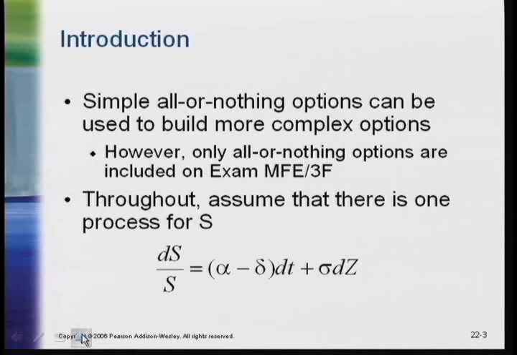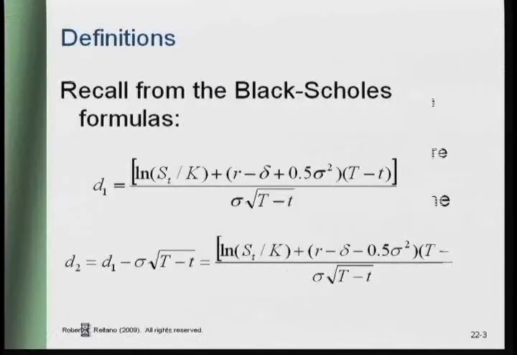Alpha is, as usual, the total return in the real world, and delta is the continuous dividend rate. And so alpha minus delta is the capital gain or loss in stock price per share. Recall these d1 and d2 were the notations from the Black-Scholes formulas, the values that you evaluated the normal distribution function at in order to, with the value of the stock and the value of the strike price, come up with a call or a put price.